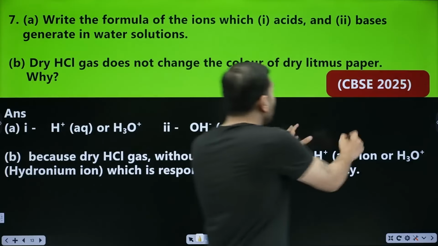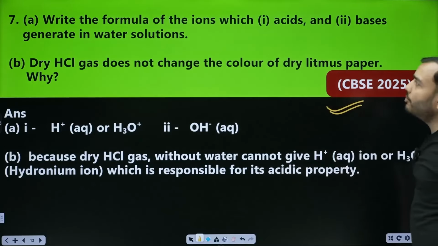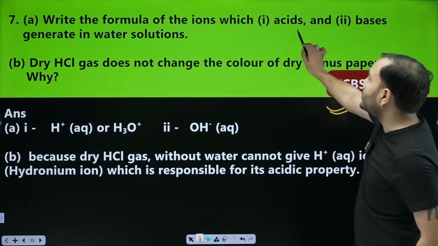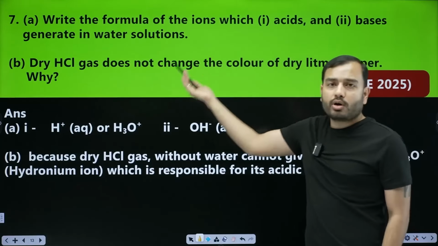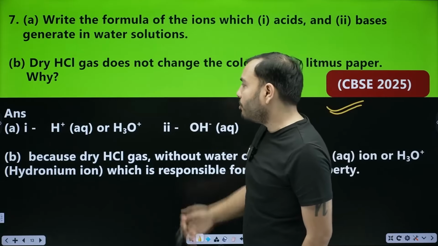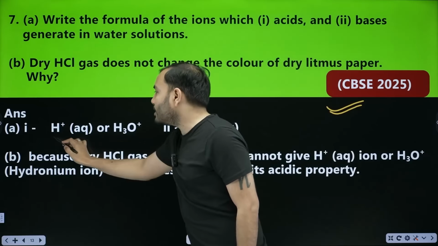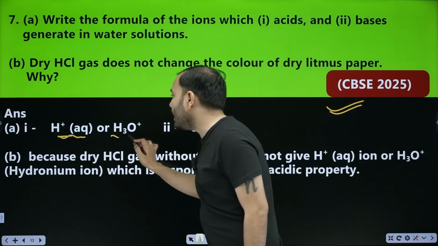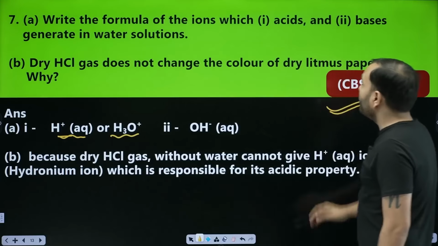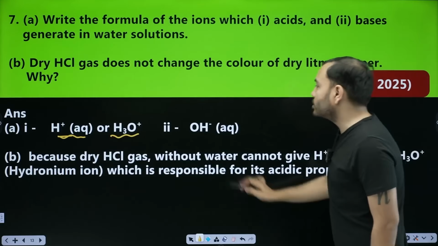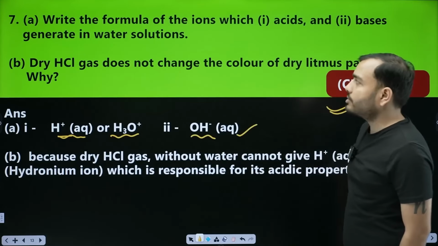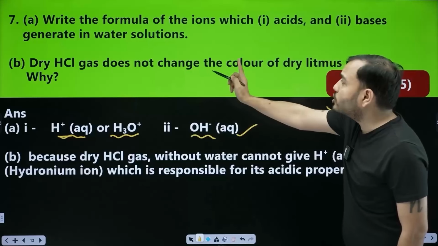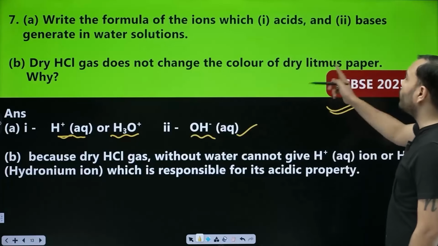Let's go. Look at the question from CBSE 2025. Write the formula of the ions which acids and bases generate in water solutions. If we see acid, what does it give? H+ (aq) and H3O+. What ions does the base give in water solutions? OH- (aq).